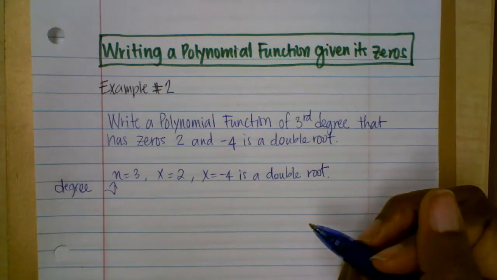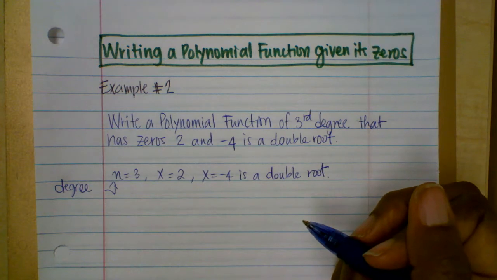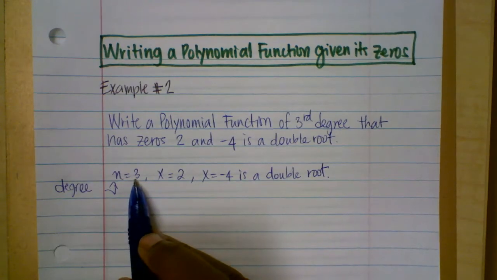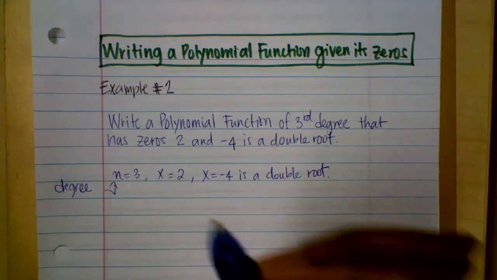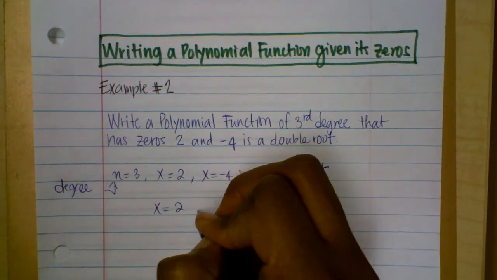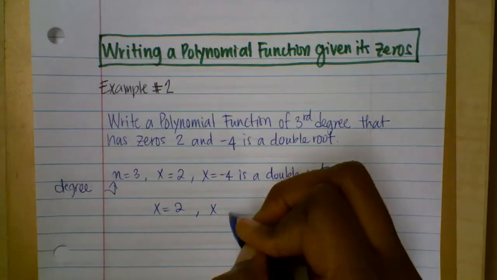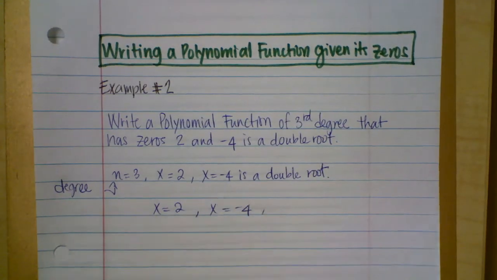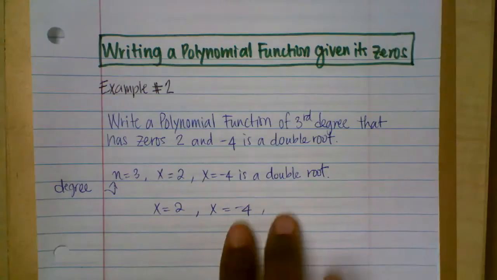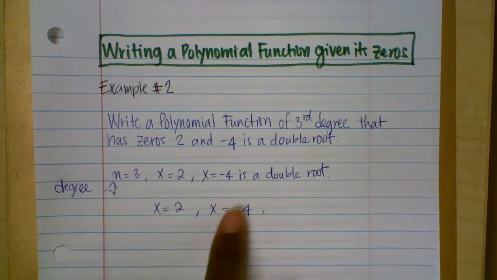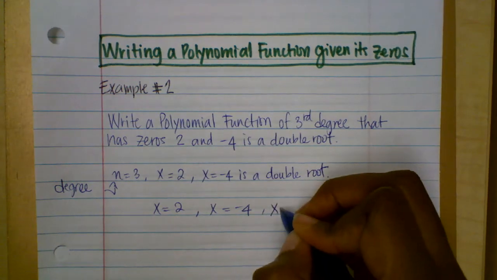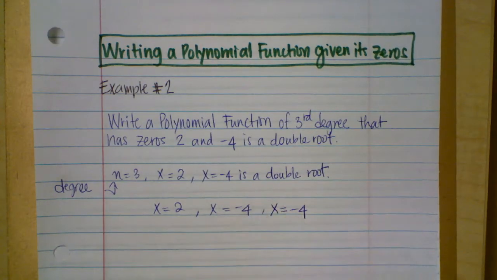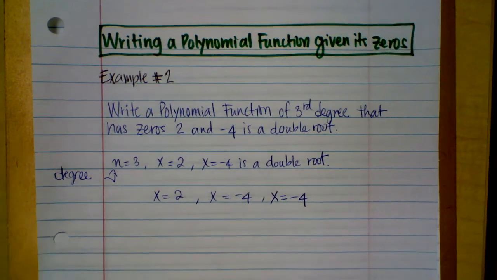So first, you're going to start with the fundamental theorem of algebra. Since it's a third degree polynomial, you must have 3 zeros. So let's list the zeros. Since x equal -4 is a double root, you have to list two of the same thing, x equal -4. Double means 2 of the same thing. Triple means 3 of the same thing.